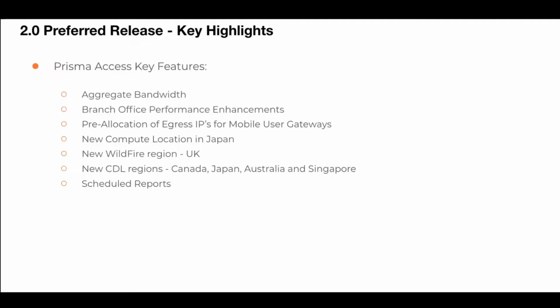As you onboard new mobile user gateways, this becomes very useful to pre-allocate those egress IPs prior to making those mobile user gateways active. In addition, we continue to expand across the globe, and we've added a new compute location in Japan, a new WildFire region in the United Kingdom, and new CDL regions in Canada, Japan, Australia, and Singapore.